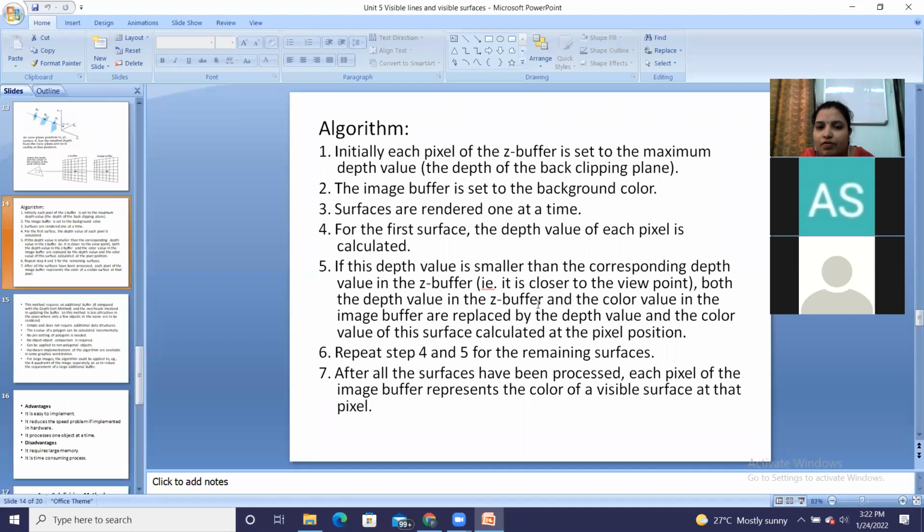Both the depth value of the Z buffer and the color are replaced by the depth value and the color of this pixel which is under observation.